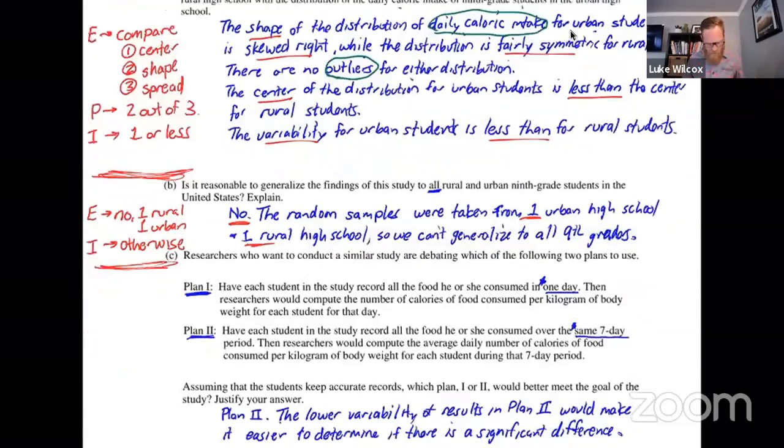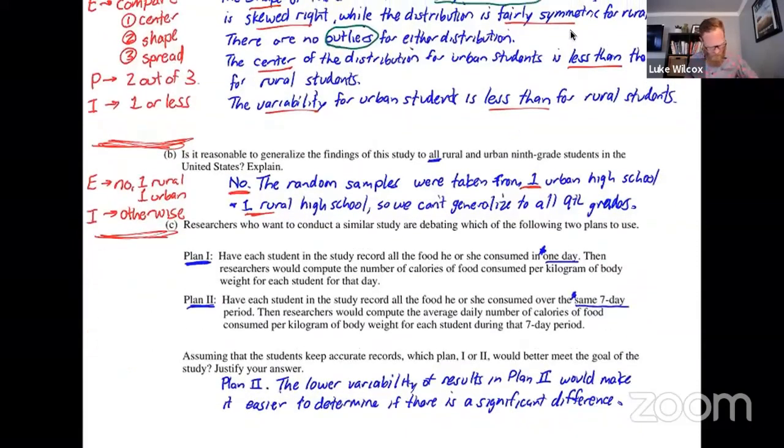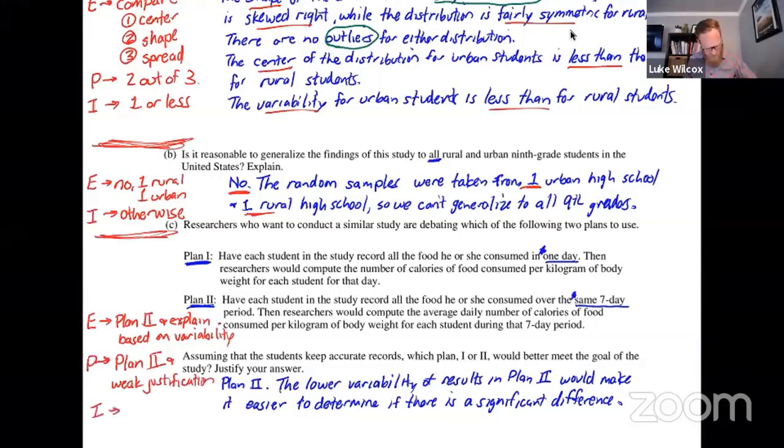All right, and let's move down to the third part, part C, and let me talk about what you would need in order to get an essentially correct here. Well, the first thing is you'd have to pick the right plan, which is plan 2, and then you'd have to give an explanation, and the explanation has to be based on variability, by saying that the variability is lower for plan 2 than it is for plan 1. You could also say more precise estimates. That's the same as saying lower variability. So a partially correct would be if you did choose plan 2, you had the correct plan, but then you had some sort of weaker justification, and then you would get an I otherwise.